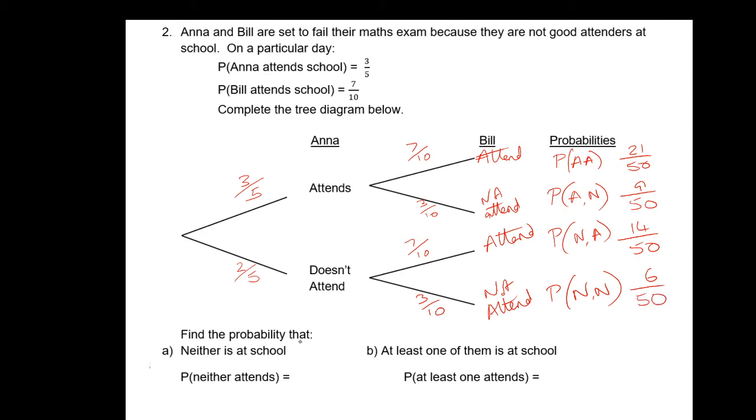Okay. Find the probability that neither is at school. So that's neither of them at school, 6 out of 50. At least one of them is at school. So, keywords here, at least. So that could be Anna's not in but Bill's in, Anna is in but Bill's not, or Anna and Bill are both in. So that's all of these added together, and all of those added together should be 44 over 50.